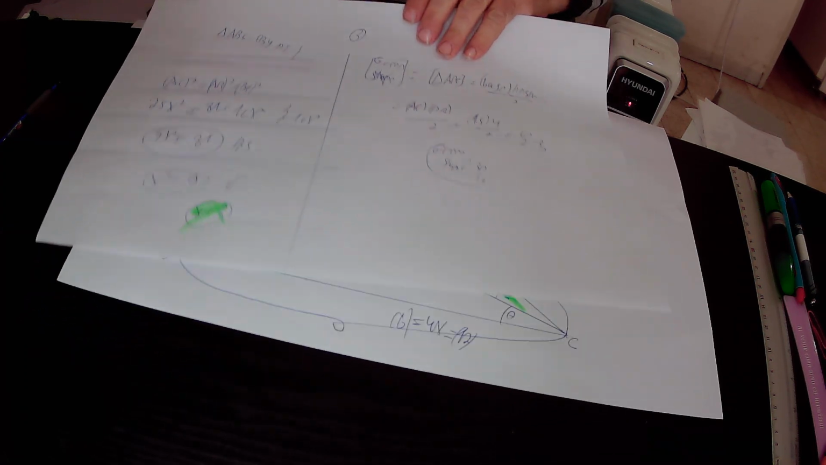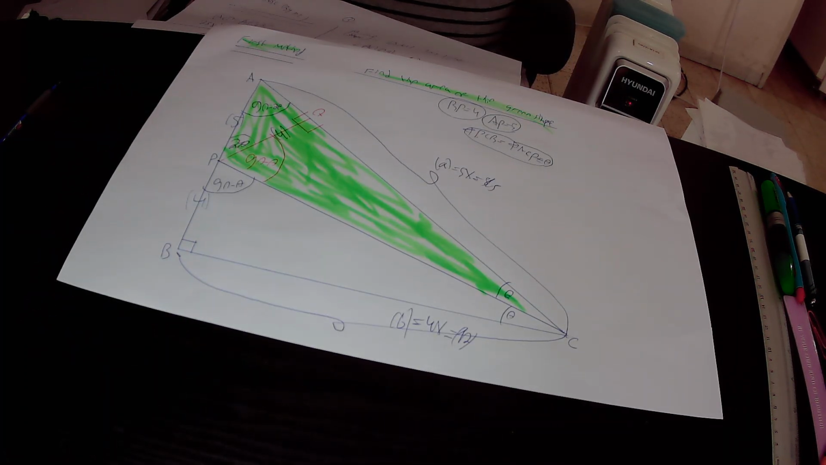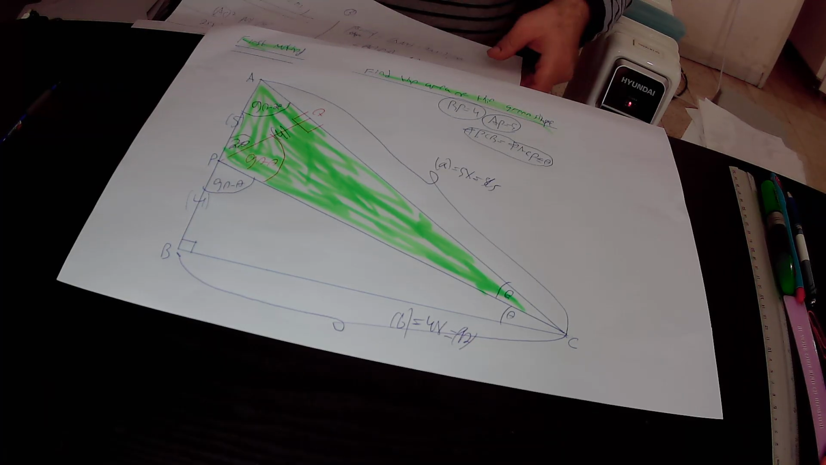So in total, we found out that according to the first method, the area of this green shape is equal to 30 square units. We finish the first method. In the next step, we will find the solution of the second method.